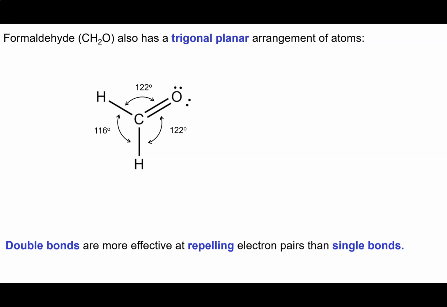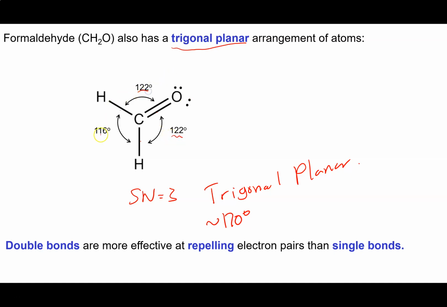Here's another one. This is called formaldehyde, CH2O. Here's the Lewis diagram. We've got 1, 2, 3. Steric number equals 3. It's going to be trigonal planar. The bond angle is going to be about 120 degrees. Now, in this example, I've pointed out that the bond angle is not quite 120 degrees. I'm going to draw it over here and illustrate what's going on.